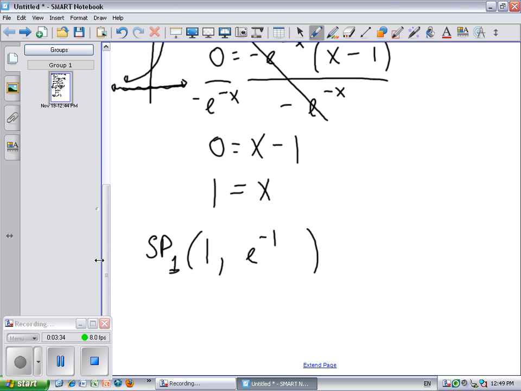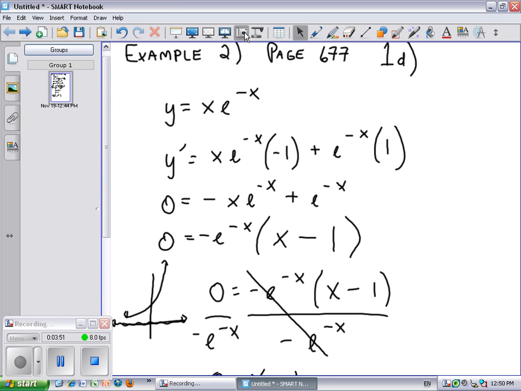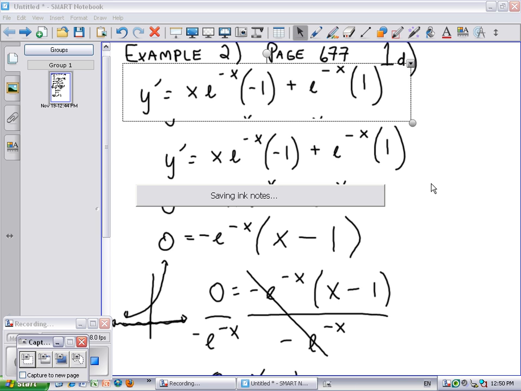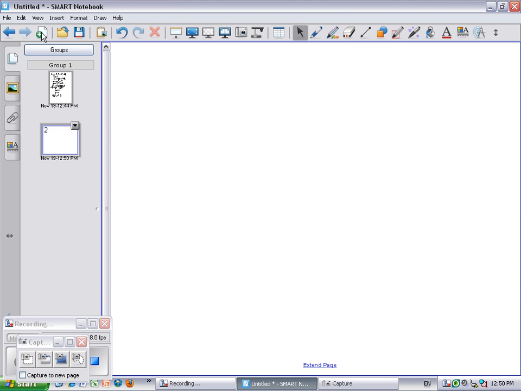Now the question said they want us to use the second derivative to determine the nature of that point. So the second derivative, f double prime of x. I'll go on to a new page here, actually. And I'll need that first derivative, as we will have to find the second derivative. So I will take a picture of that first derivative and bring it on to a new page.